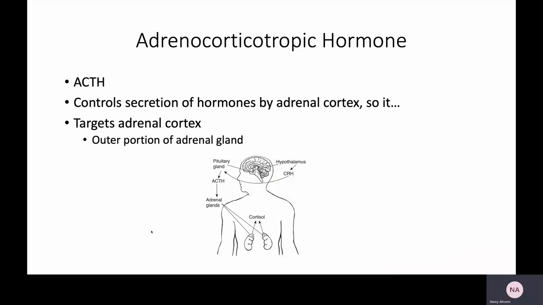Adrenocorticotropic hormone, ACTH, we've already talked about that when we talked about the hypothalamic pituitary adrenal axis. ACTH is going to be secreted by the anterior pituitary and will control the secretion of hormones that are secreted by the adrenal cortex. So its target is the adrenal cortex, which is the outermost portion of the adrenal gland.